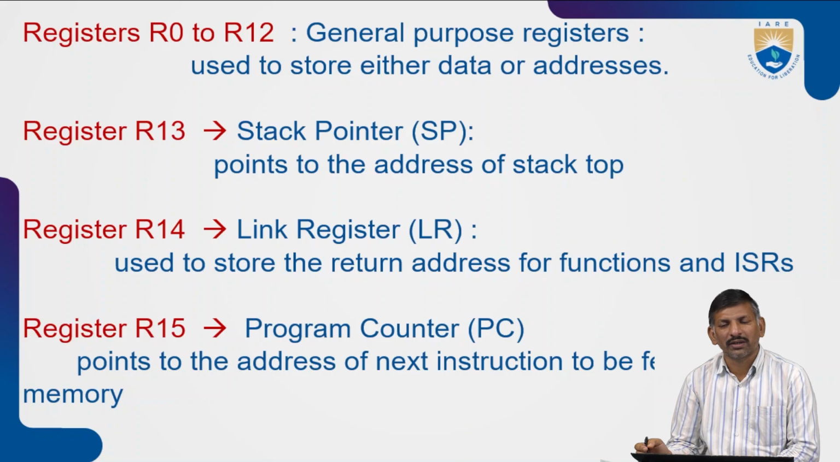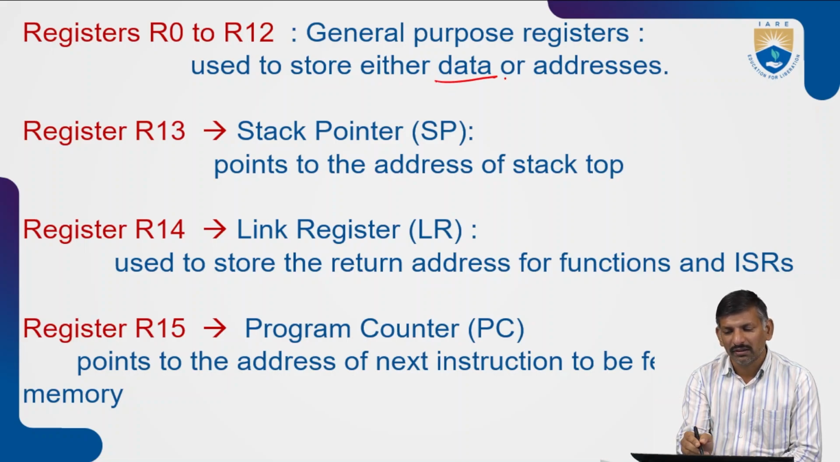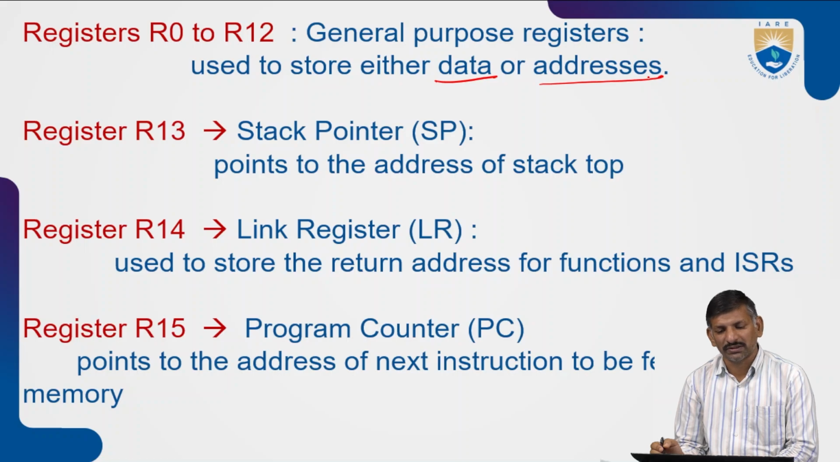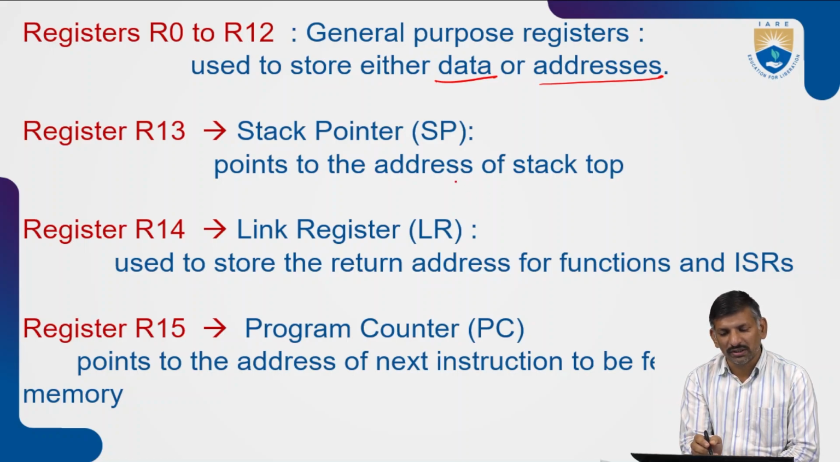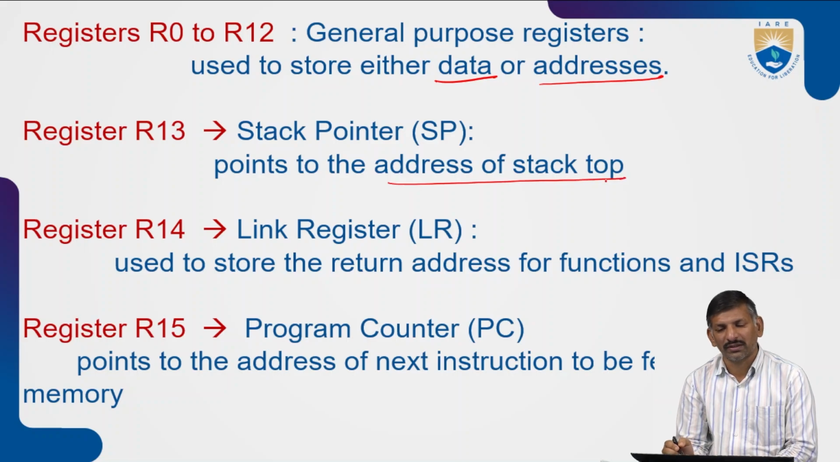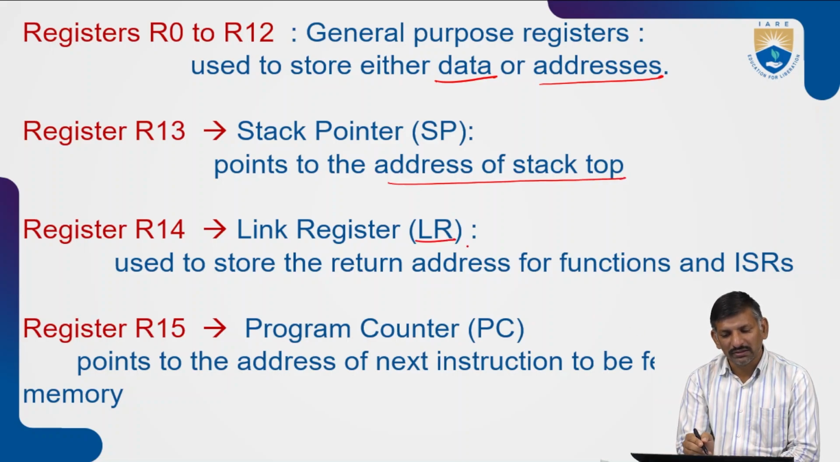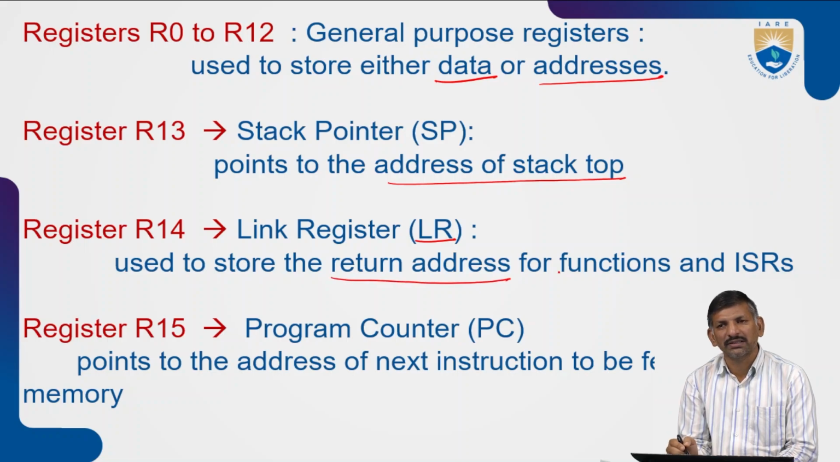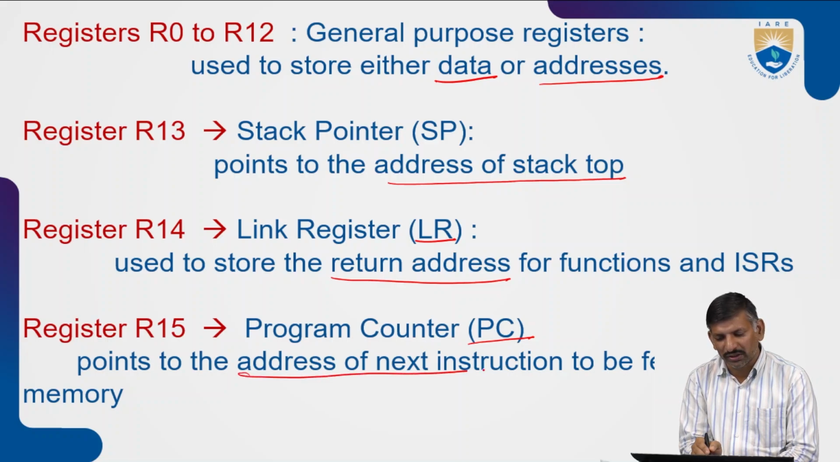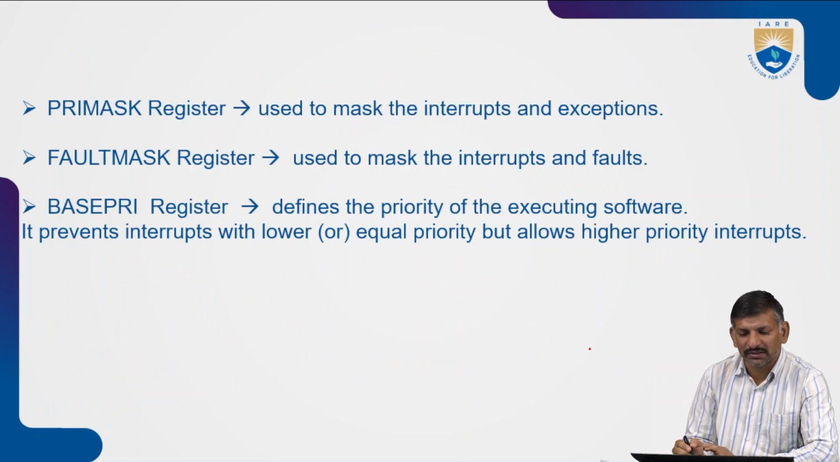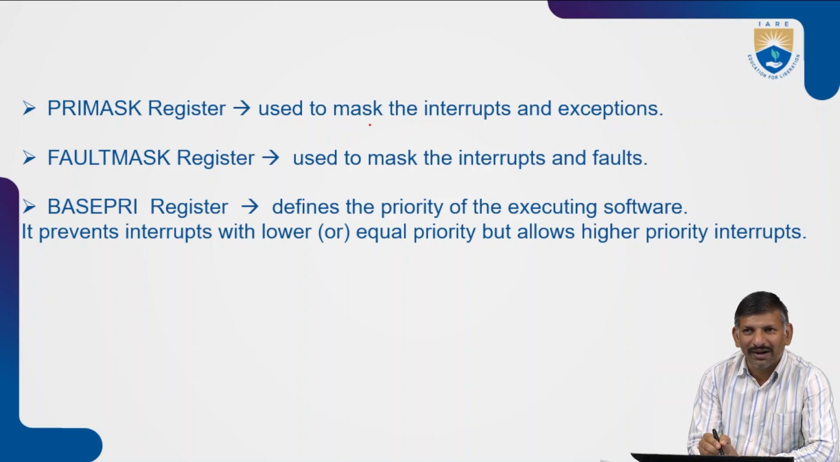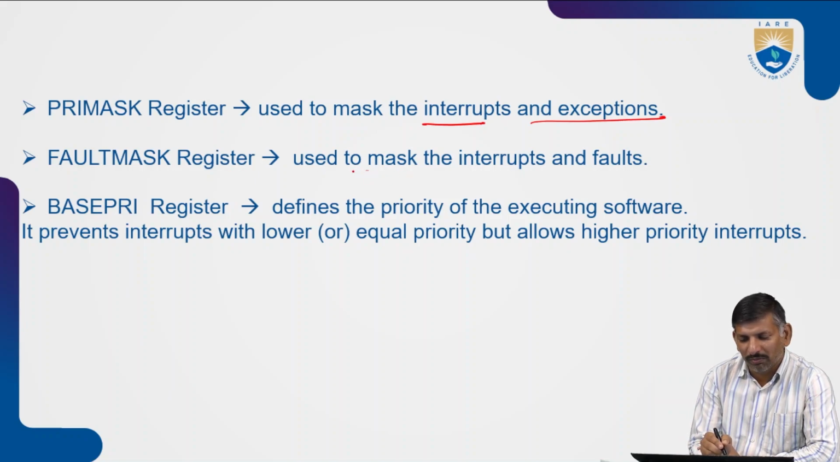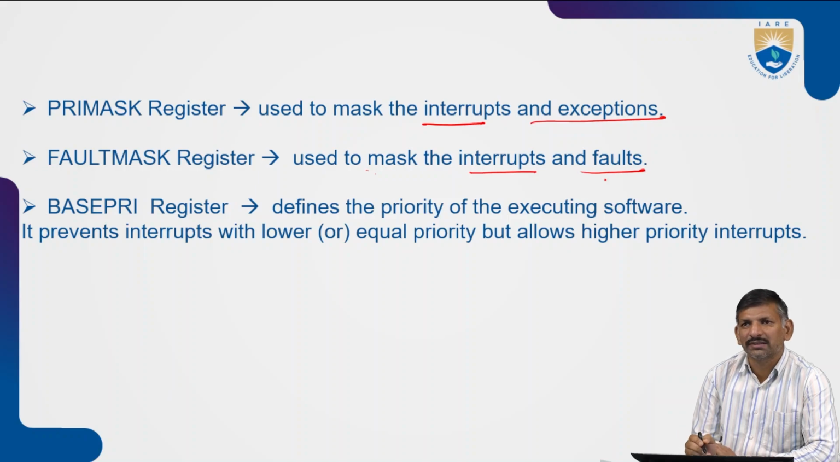R0 to R12 are used for storing data or addresses like general purpose registers. R13 is for storing the address of the stack top. The link register stores the return address of functions and ISRs. The program counter fetches the address of the next instruction to be executed. Next, the primary mask register is used to mask, meaning hiding, the interrupts and exceptions. The fault mask register is used to mask the interrupts and faults. These occur while doing the operations.